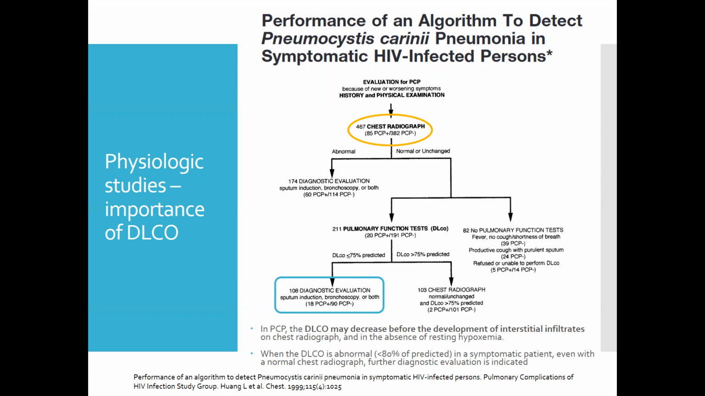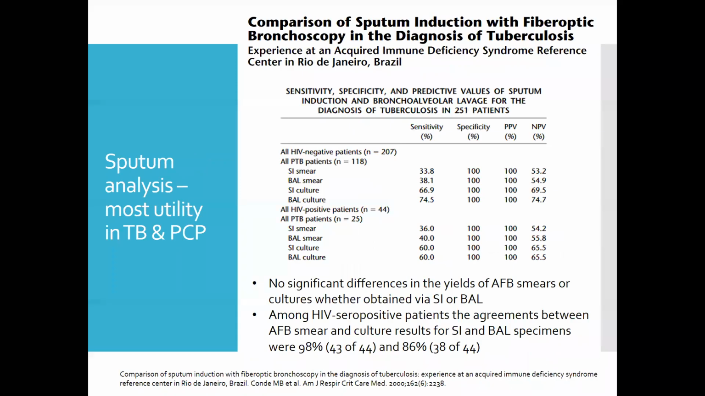And overall, the authors concluded that a decrease in diffusion may be present before the development of chest X-ray abnormalities in these patients. So even with a normal chest X-ray, having a diffusion abnormality would necessitate further workup with sputum induction and BAL, things like that.